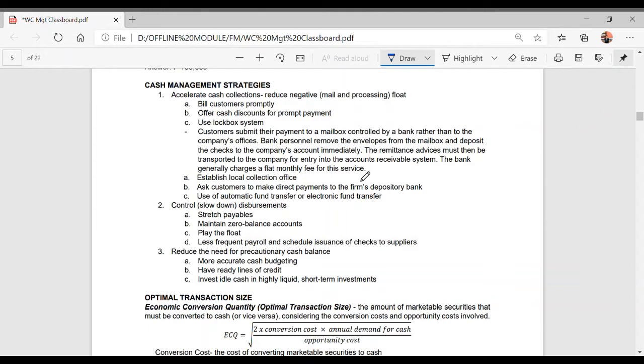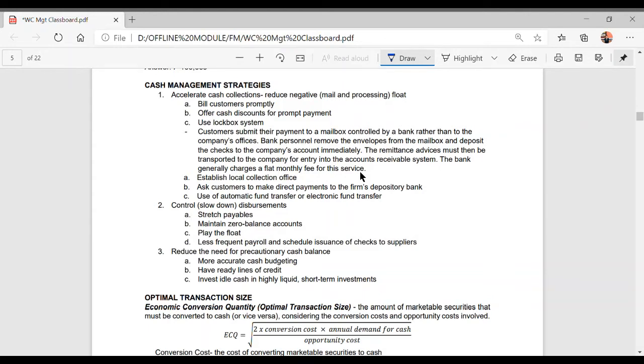And you can use a lockbox system. In this type of system, the customers submit their payment to a mailbox controlled by a bank rather than to the company's offices. So bank personnel remove the envelopes from the mailbox and deposit the checks to the company's account immediately. So the remittance advices must then be transported to the company for entry into the accounts receivable system, and the bank generally charges a flat monthly fee for this service. So ma-automatic nga mga credits sa account ni customer. So, mas mapaspas ang imuhang collection.